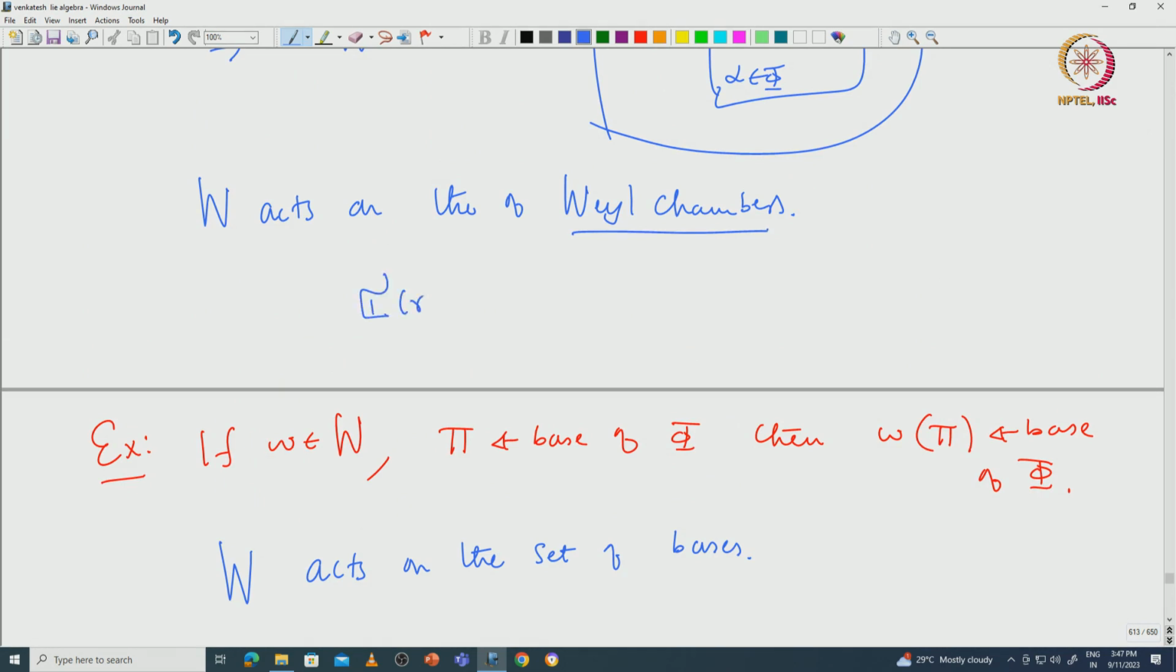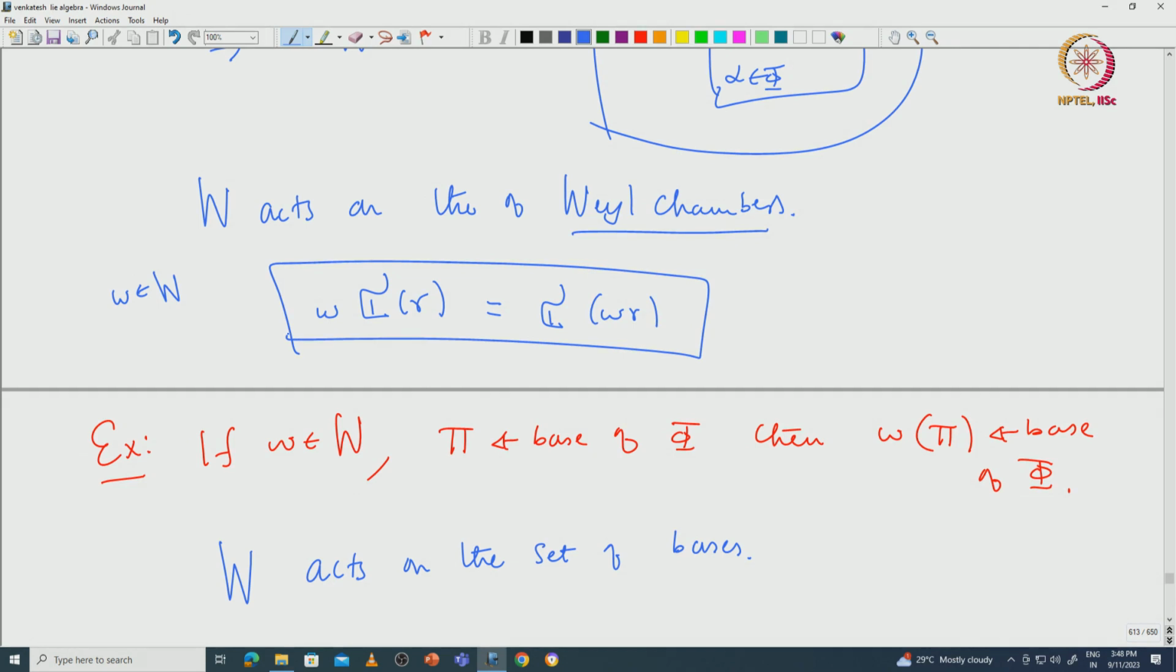Suppose you take the Weyl chamber to be C(gamma) and w is in W. Then w naturally maps C(gamma) to C(w gamma). This is something very easy to check. It is enough to check it for reflections. For a reflection, this is obvious because w is just an isometry. If gamma x is positive, then you can see that w gamma w x is also positive.